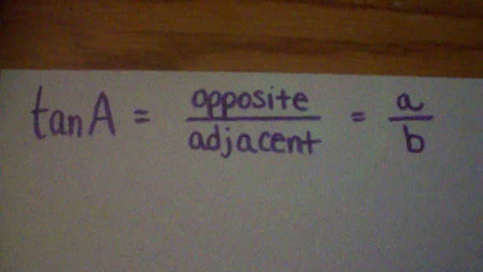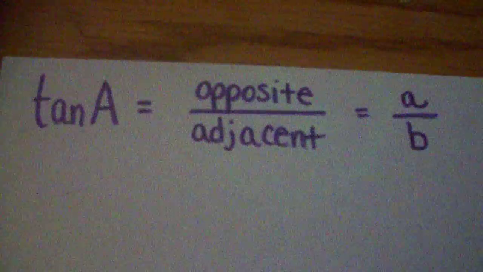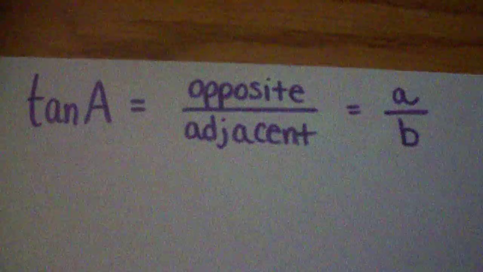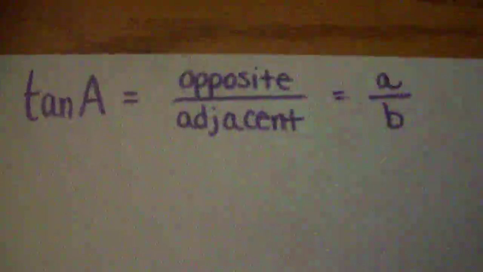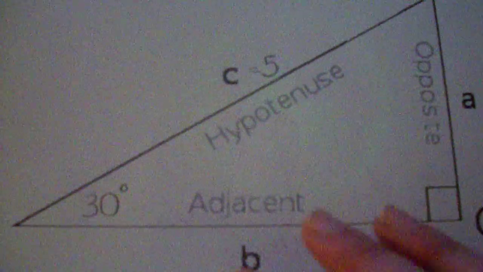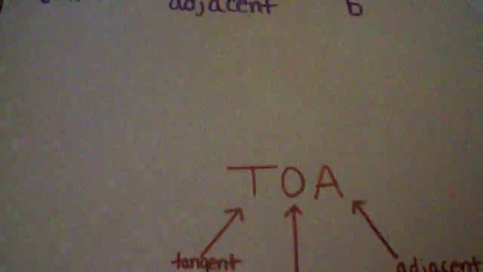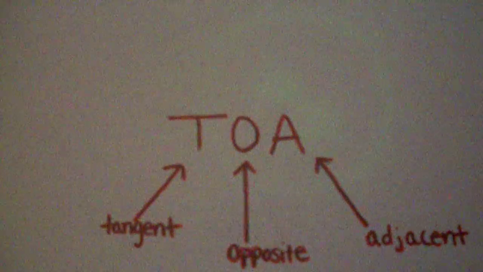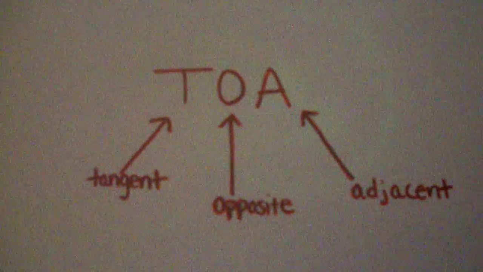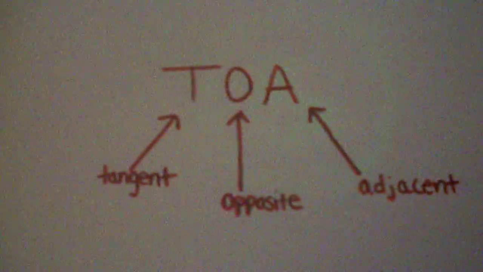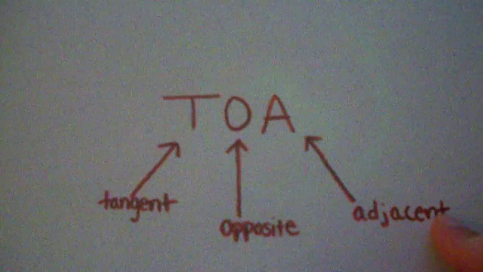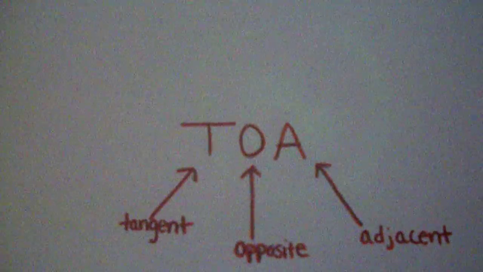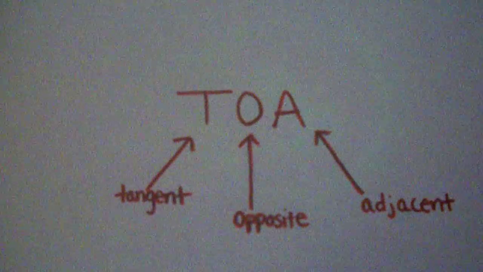Next is tangent. The tangent of an angle such as angle A is the ratio of the length of the opposite side to the length of the adjacent side, which in the diagram are labeled A and B. An easy way to remember that tangent equals opposite over adjacent is the acronym TOA. T is for tangent, O is for opposite, and A is for adjacent. So remember the acronyms SOH, CAH, TOA.